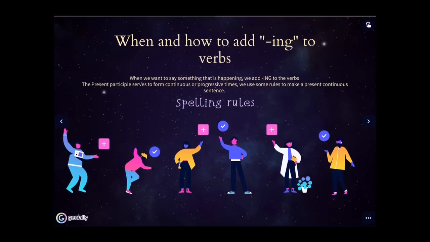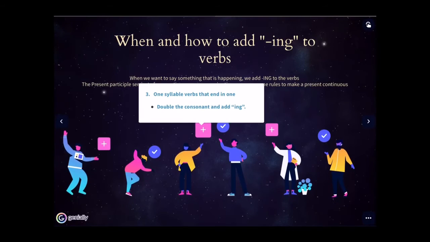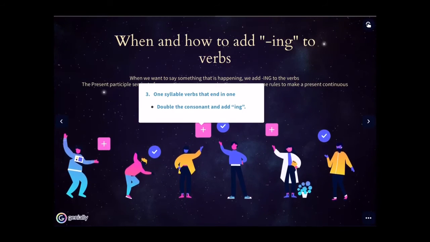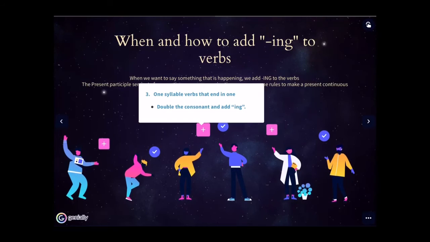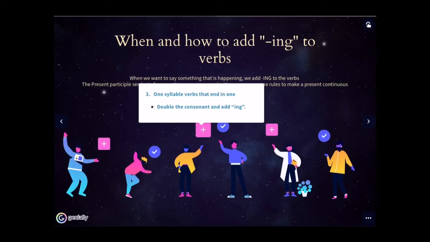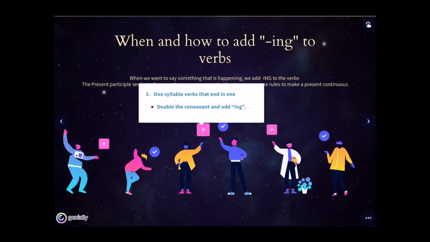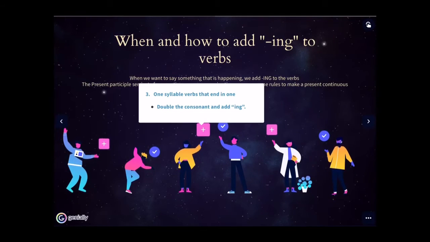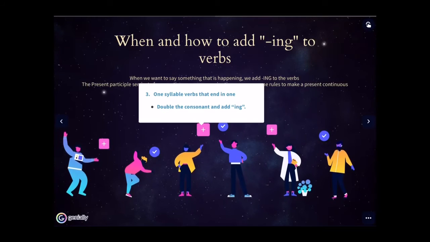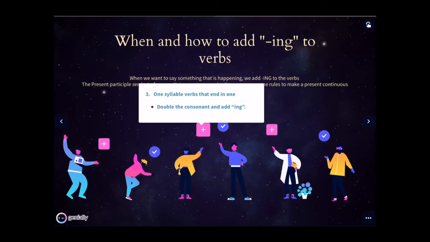The third rule. One syllable verbs that end in consonant, vowel, consonant, we need to double the consonant and add ing. Examples can be stop becomes stopping, swim to swimming, plan to planning.